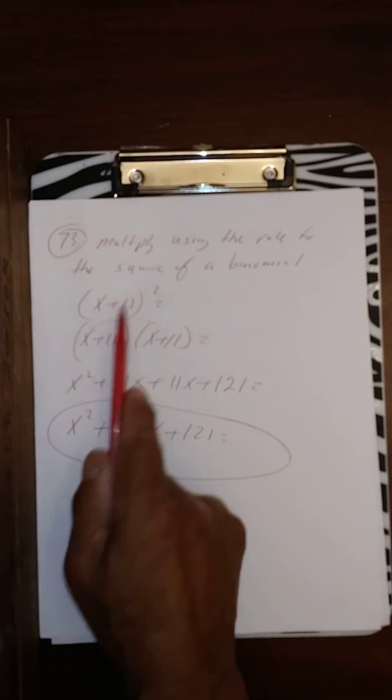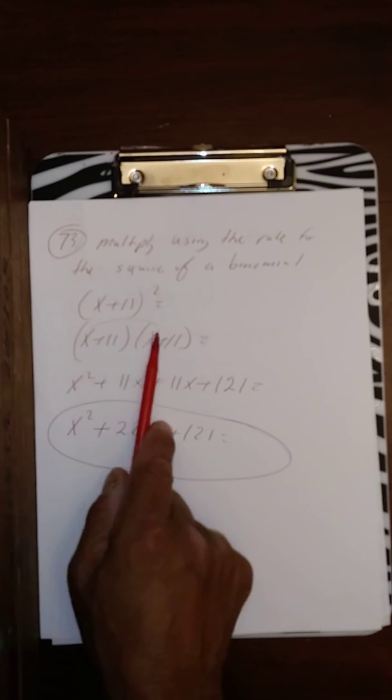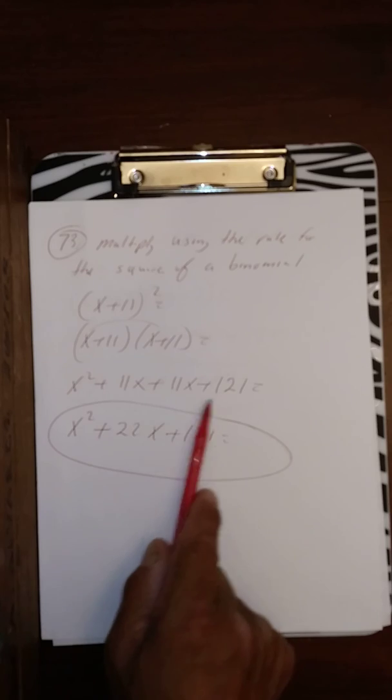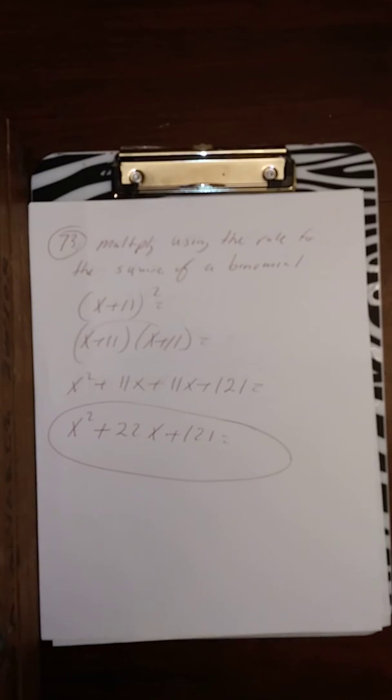x plus 11 squared means twice. So x and x, x squared. x and 11, that's 11x. 11 times 11, 121. Put them together. x squared plus 22x plus 121.